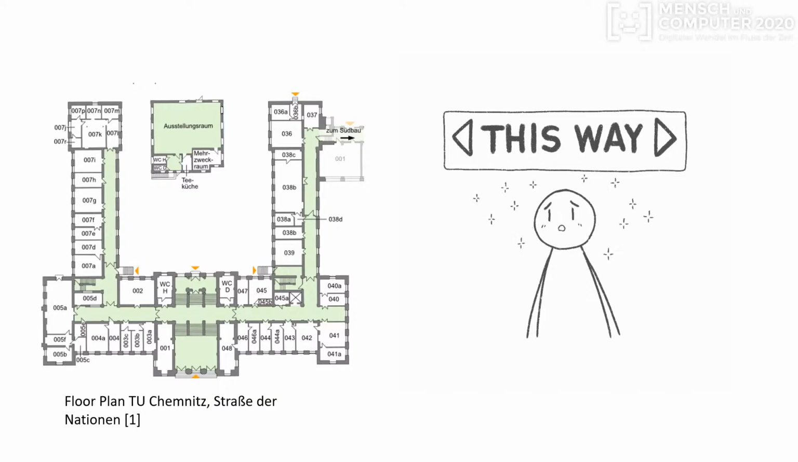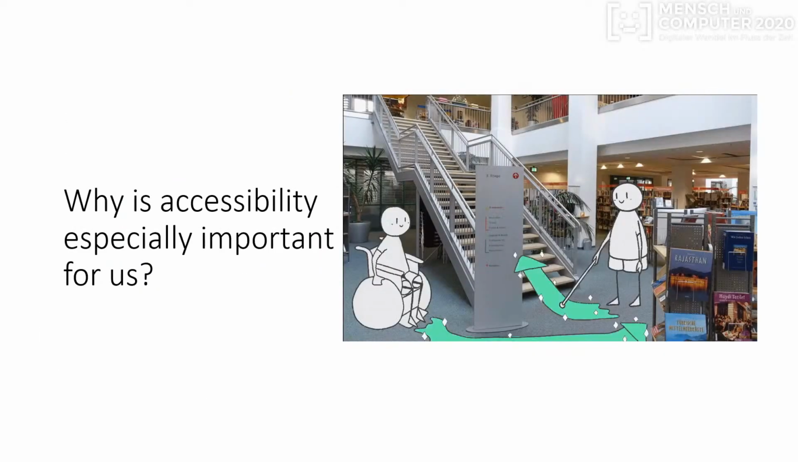Now, imagine having to orientate yourself in general and around obstacles while dealing with a temporary or permanent impairment, like limited movement or sight. Even more frustrating. Why is accessibility especially important for us?